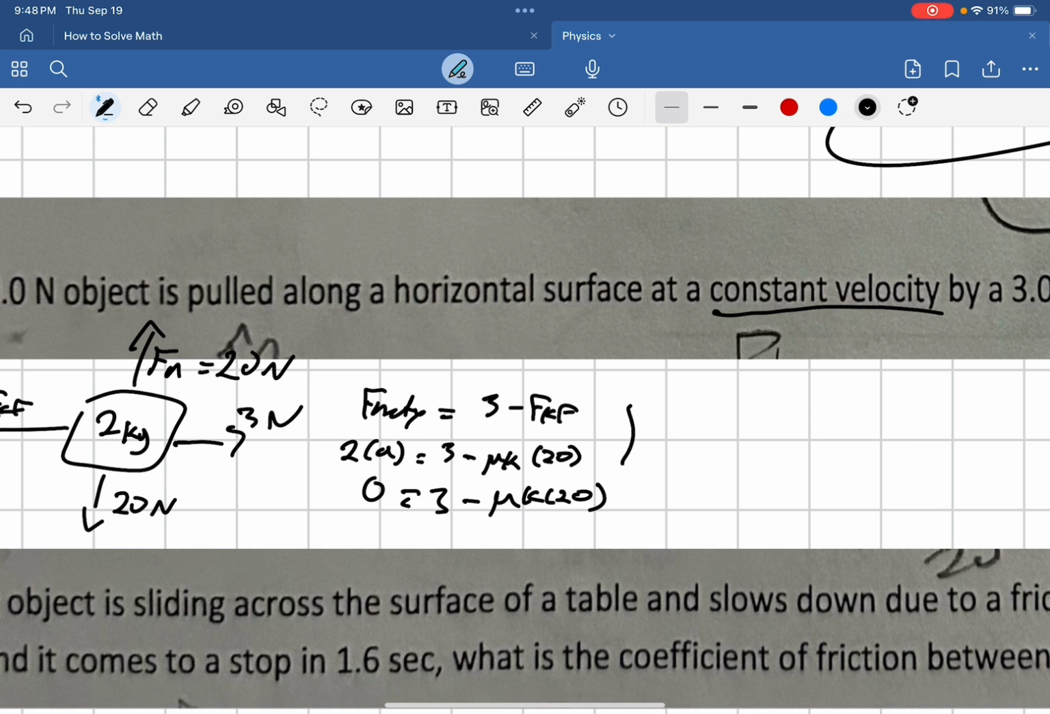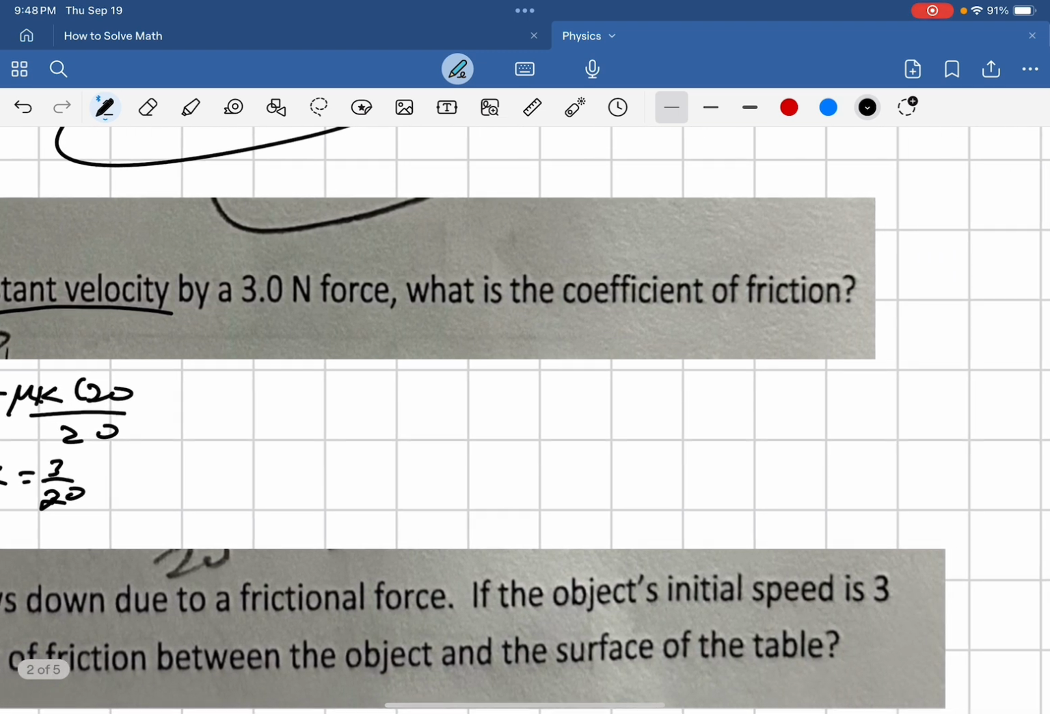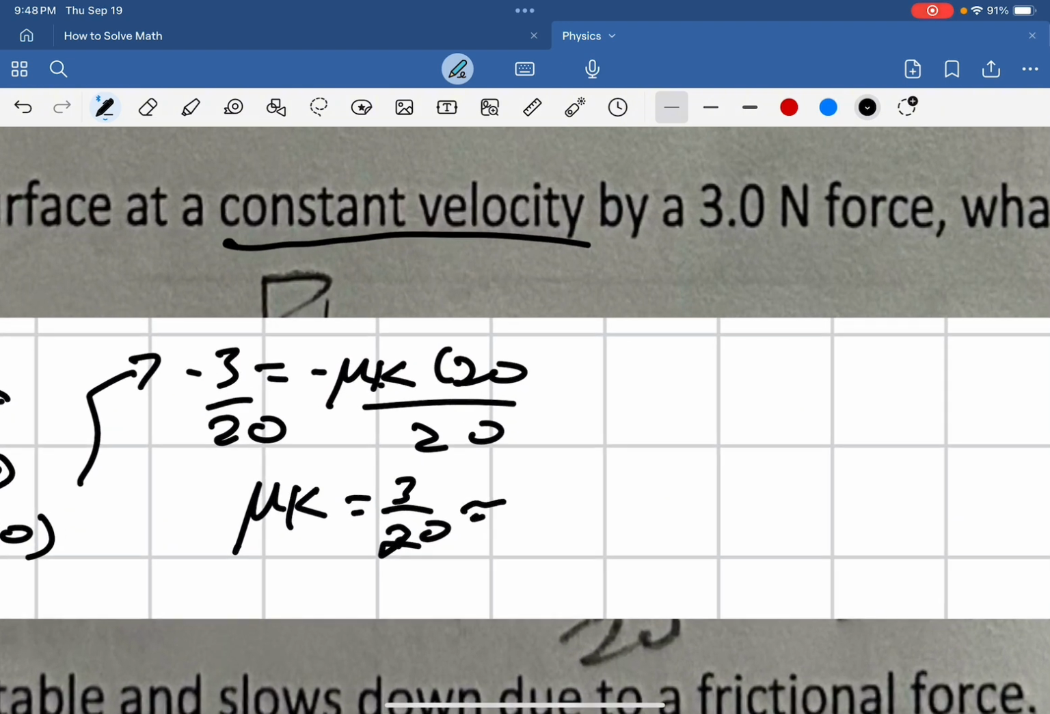So let me put this up here. Negative 3 is equal to negative mu k times 20. Divided both by 20, and we can rewrite this as both positive because both are negative. So mu k is equal to 3 over 20. This is our coefficient of friction, and if you put that into a calculator, you should get around 0.15. That's your answer right there.